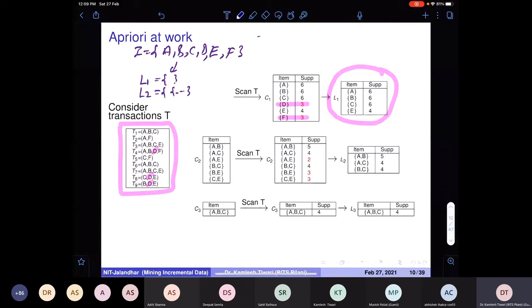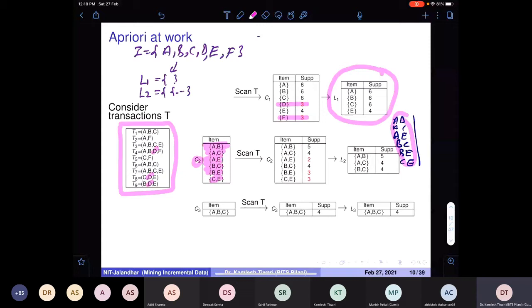You can combine A and B, you get AB; A and C, you get AC; A and E, you get AE; then you combine BC, BE, and then CE. All these things are candidates for you. Because using A, B, C, E, you can generate these six things. So they are the candidates for the next step. C2 is going to have these things. I have to go to the database to find out the support for them.